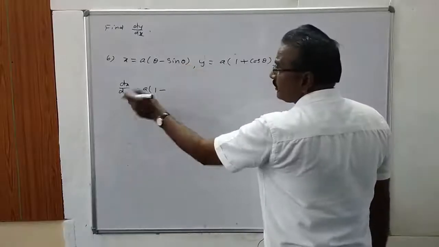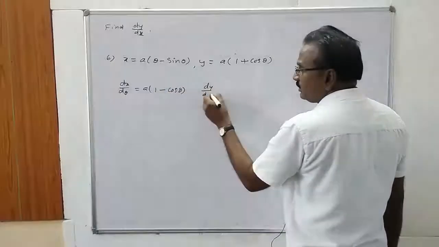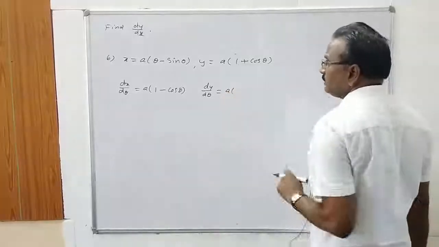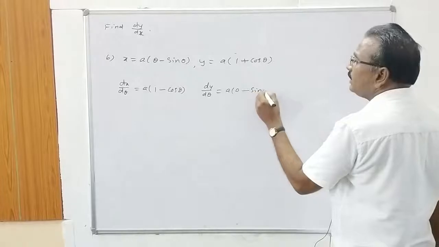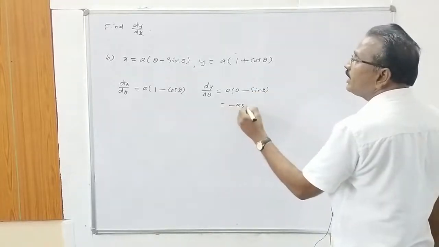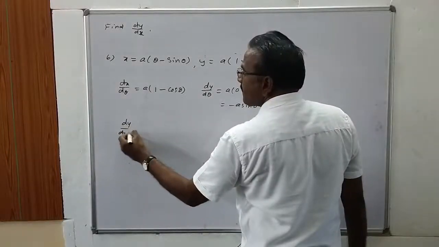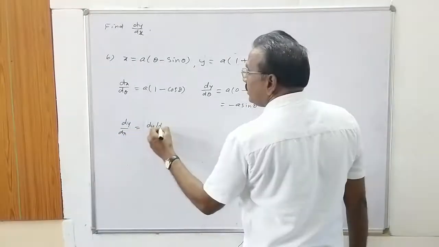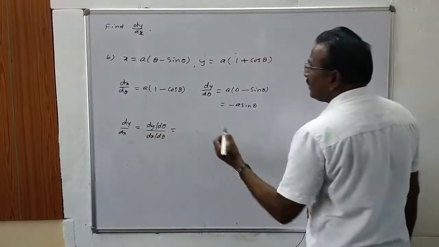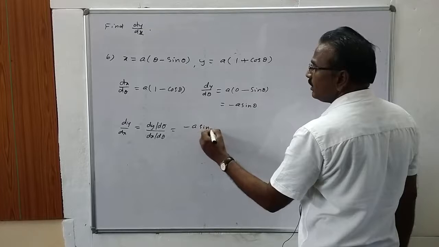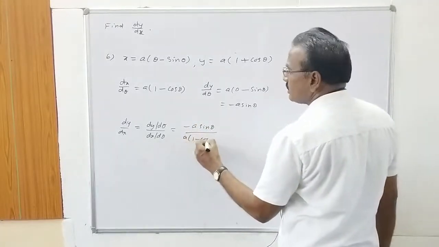which is cos theta. dy by d theta is a into the derivative of 1, which is 0, plus the derivative of cos theta, which is minus sin theta. So that is minus a sin theta. Therefore dy by dx is dy by d theta divided by dx by d theta. Here dy by d theta is minus a sin theta, divided by dx by d theta, which is a into 1 minus cos theta.